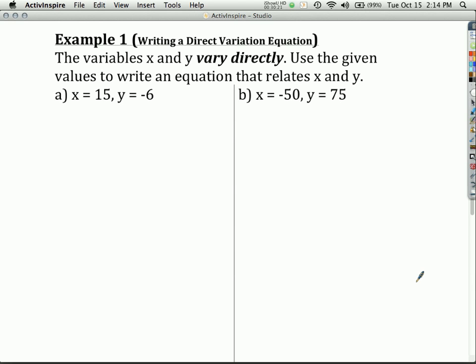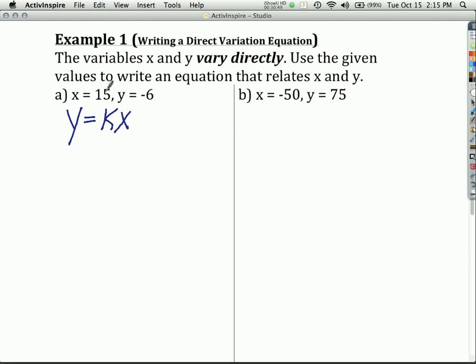So we're told that x and y vary directly. That means that it's a direct variation. But we're only given one value of x and one value of y, and we have to write an equation from that. It's actually a simple process. It's all based on this model, y equals kx.